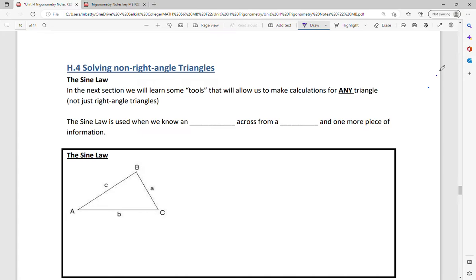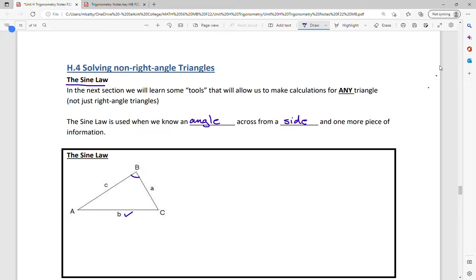So the sine law is used when we know an angle across from a side and one more piece of information. So for the sine law, we would have angle B and side B, and one more piece of information, either another angle or another side. In your formula pages, there's two iterations of the sine law.